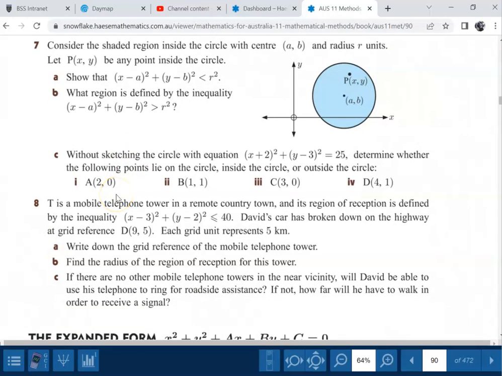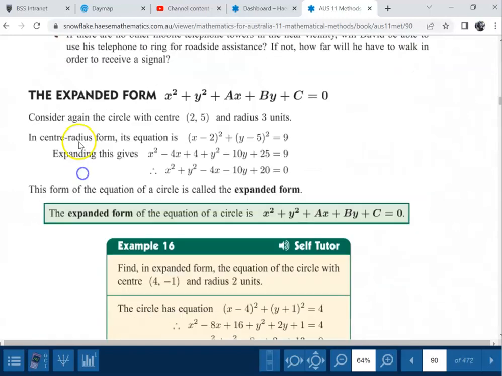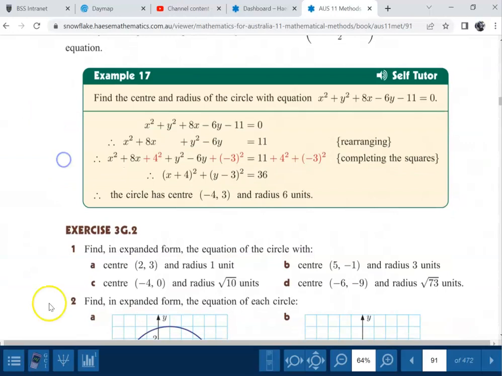How would you know without drawing if these points are inside or outside the circle? Sub in, that's right. You get an answer less than 25, inside. You get an answer that equals 25, on the line. You get an answer bigger than 25, outside. Question 8 is pretty much the same, they're just putting it into context. So you need to make sure that you leave space to do that. We are onwards and upwards.